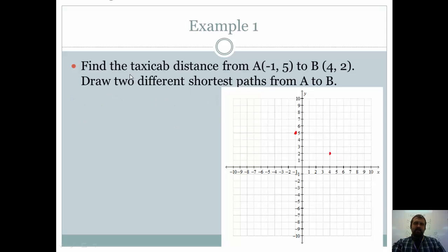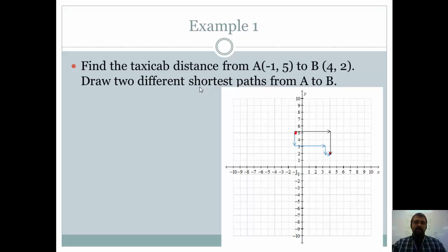Example 1 here. Find the taxicab distance from A being -1, 5 right here, and B being 4, 2, and draw two different shortest paths from A to B. Well, the first one is the simple one. Straight across, straight down. Shortest distance. 5 to the right, 3 down. The next choice might be a path like this. It's still the shortest. 2 down, 4 to the right, 1 down, 1 right.